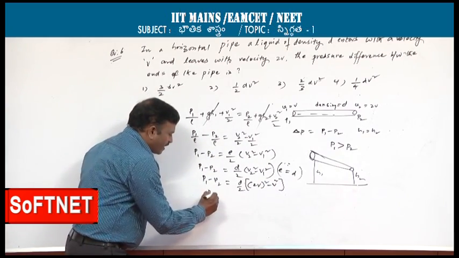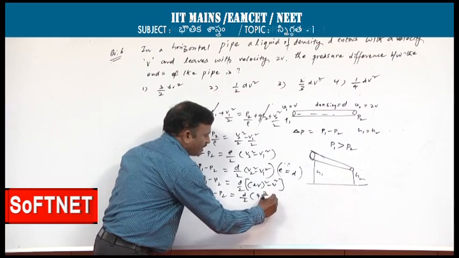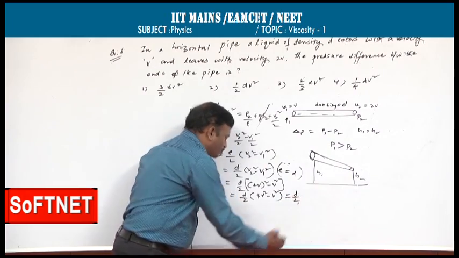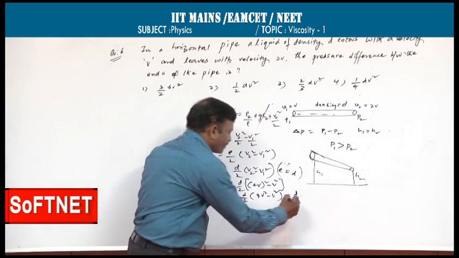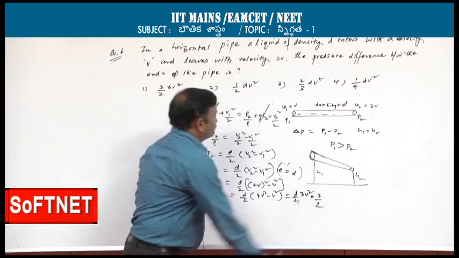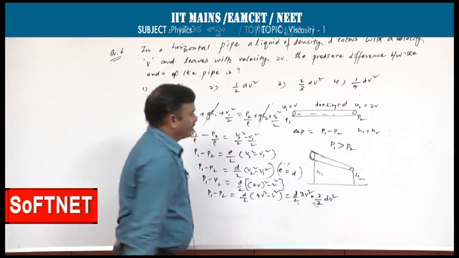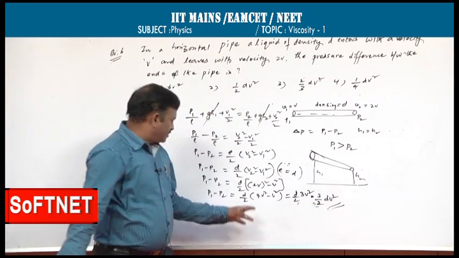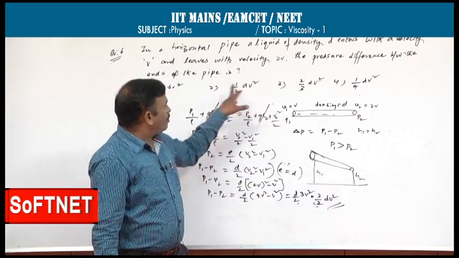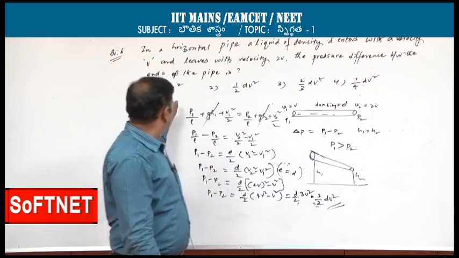Now P1 minus P2 equals D by 2 into 4V square minus V square. That is D by 2 into 3V square, so we get 3 by 2 D V square. The final answer, the pressure difference across the two ends of the pipe, is 3 by 2 dV square. Out of the four options, the first option is 3 by 2 dV square. The correct answer is option 1.